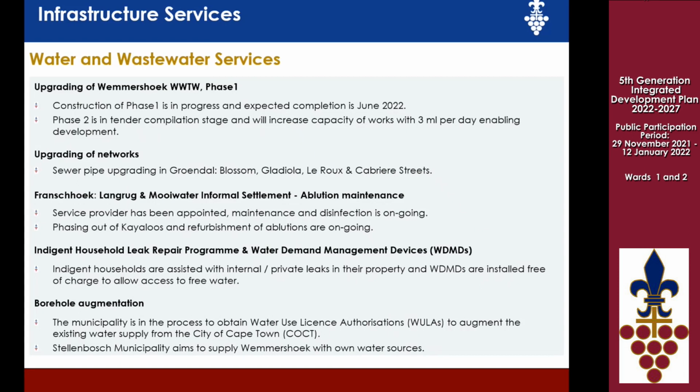The construction of phase 1 is in progress and expected to be completed in June 2022. Phase 2 is in the tender compilation stage and will increase capacity of the works by 3 megalitres per day, enabling the development. Then we're looking at upgrading of networks: sewer pipe upgrading in Groendal, Blossom, Gladiola, Leroux, and Cabrera streets will be done.